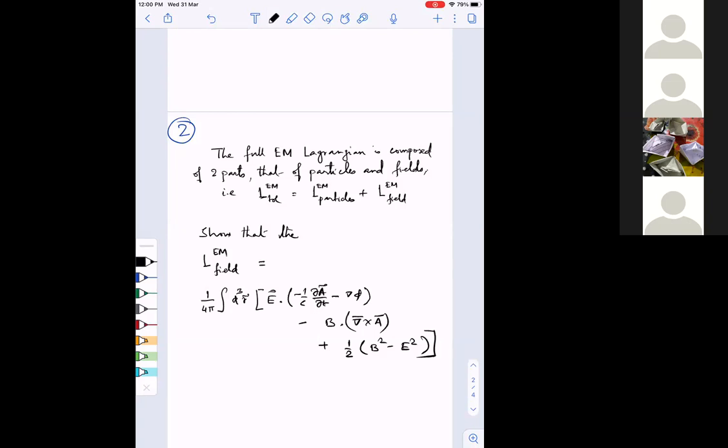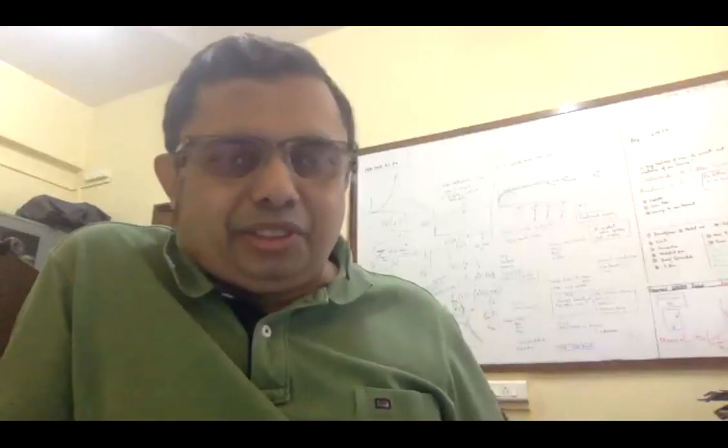I've basically told you: show that if you do T minus V for fields, you'll get it. So what is the kinetic energy? What is the potential energy? You have to write that down and then write this.